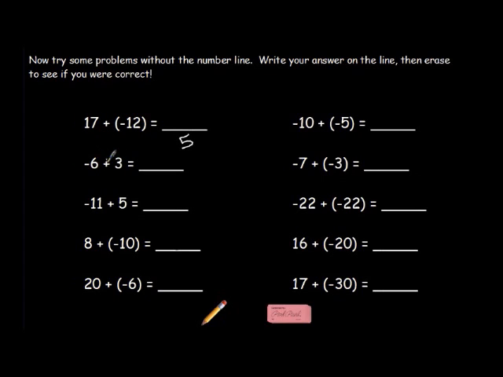Okay, different signs again. So subtract. 6 minus 3 is 3. And since I had more negatives, I'm going to keep it as negative. Different signs. So 11 minus 5 is 6. I had more negatives. Different signs. 10 minus 8 is 2. I had more negatives. And different signs. 20 minus 6 is 14, and I had more positives.